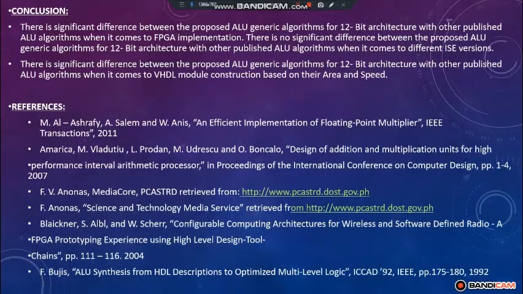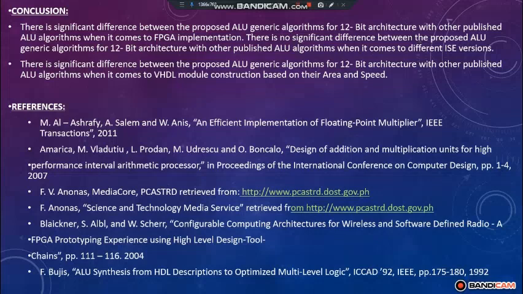Then finally, the conclusion. There is a significant difference between the proposed arithmetic logic unit algorithms for 12-bit architecture and other published arithmetic logic units. When it comes to FPGA implementation, there is no significant difference between the proposed arithmetic logic unit generic algorithms for 12-bit architecture and other published algorithms. When it comes to differences in ISE versions, there is a significant difference between the proposed ALU generic algorithms for 12-bit architecture and other published arithmetic logic unit algorithms when it comes to VHDL.